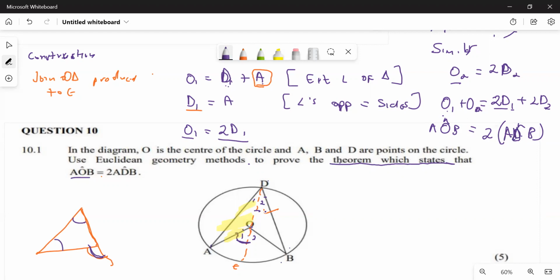How are they going to mark you? You get 1 mark for construction, 1 mark for saying exterior angle, 1 mark for saying angles opposite equal sides, and 1 mark for saying similarly, since this one is also going to give us 2D. Then you have 1 last mark for saying this one is 2 times this one. And then you get your 5 marks.